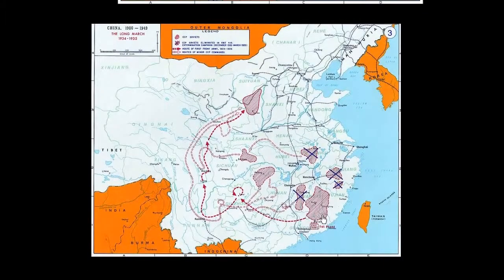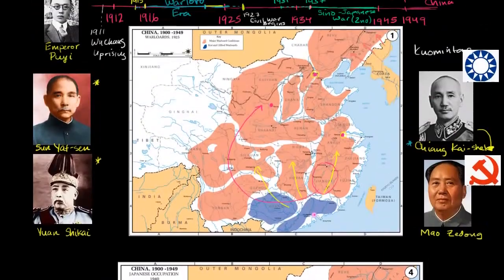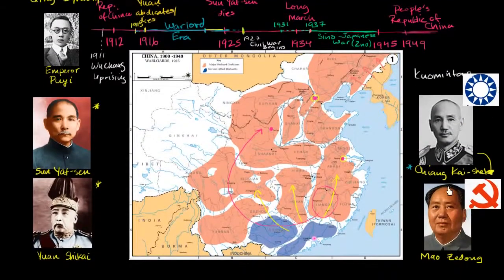So this was really, the Chinese Communist Party seemed to be on the ropes here in 1934. And it was during this Long March that Mao Zedong really started to exert and show leadership. And this leadership during this Long March, during this retreat to the northwest of China, is really what allowed Mao Zedong to eventually take control of the Chinese Communist Party.